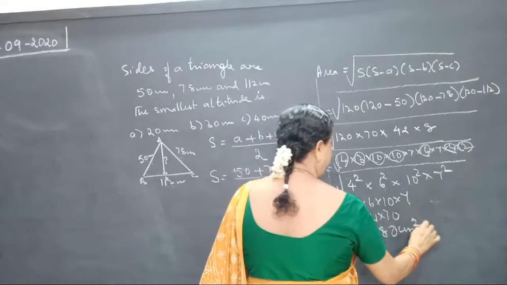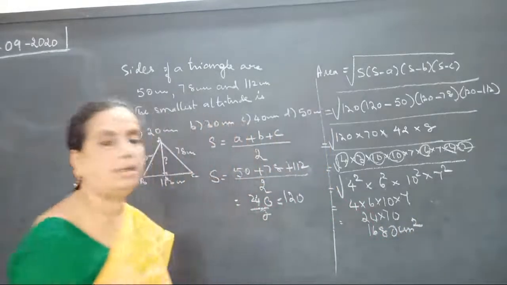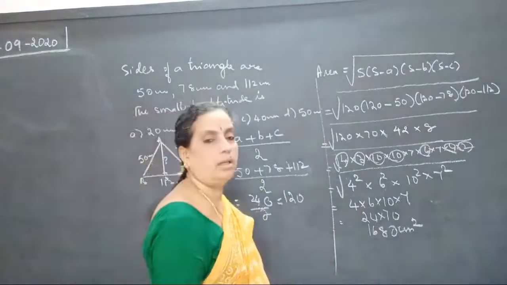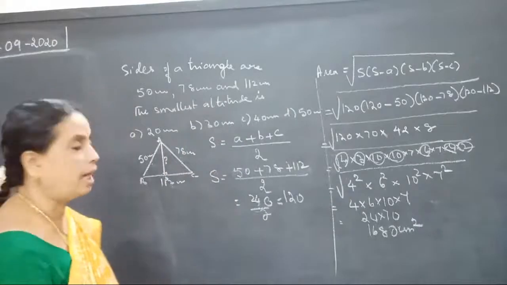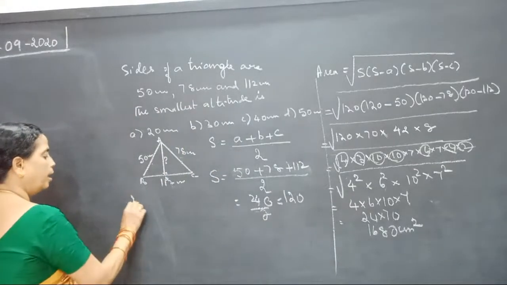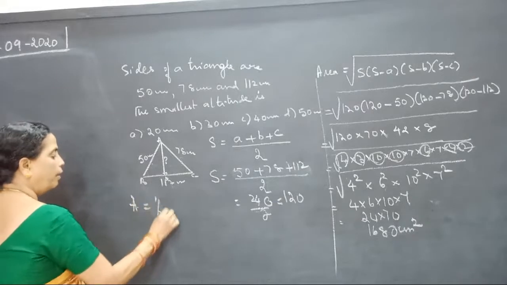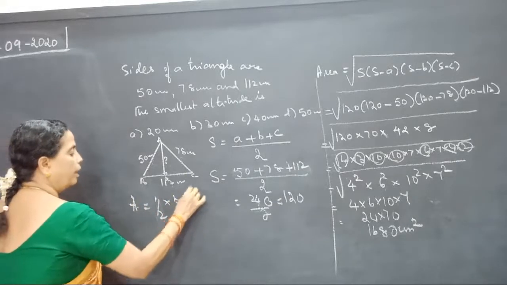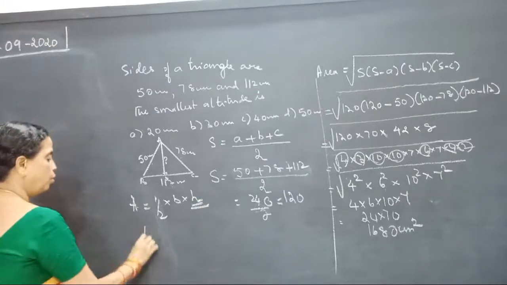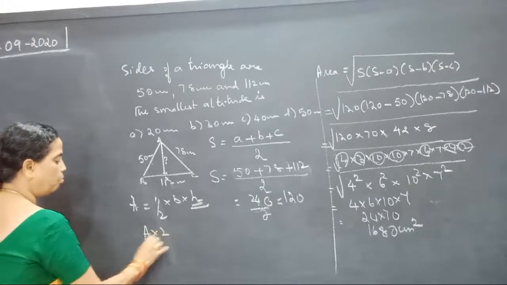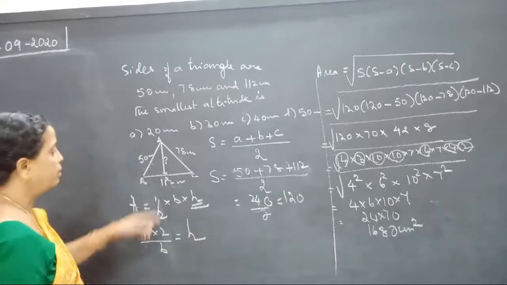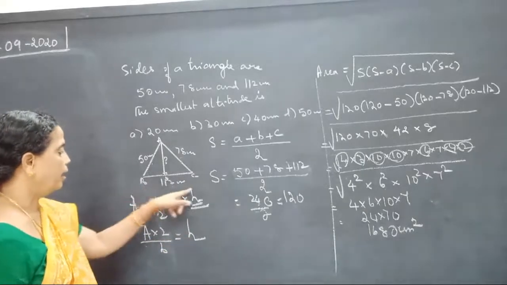1680 centimeters square. Correct? Yes. After getting the area, now we can find out the altitude. I will show here altitude. So area equals half into base into height. This altitude we have to find out. So area into 2 by base equals altitude. Base you should consider as 112.